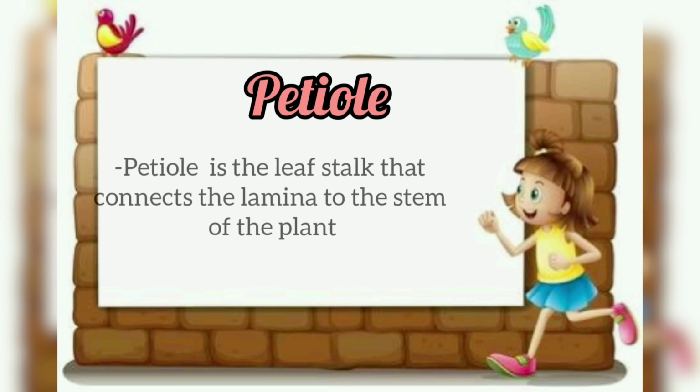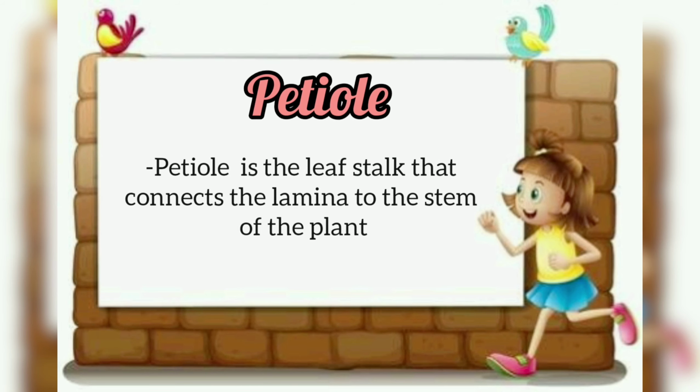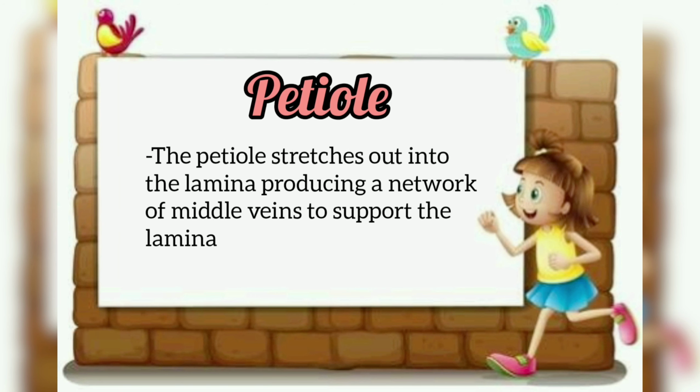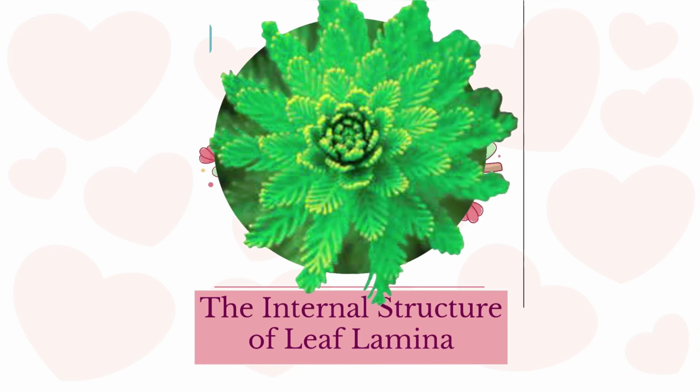Petiole. Petiole is the leaf stalk that connects the lamina to the stem of the plant. The petiole stretches out into the lamina, producing a network of middle veins to support the lamina. The internal structure of leaf lamina.